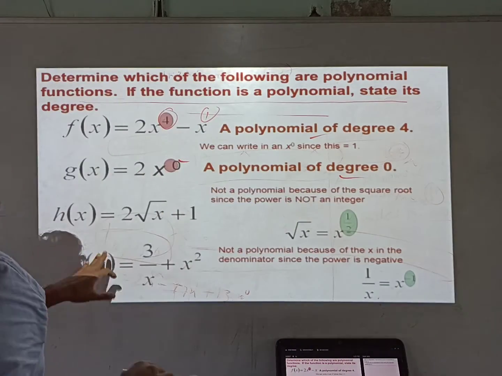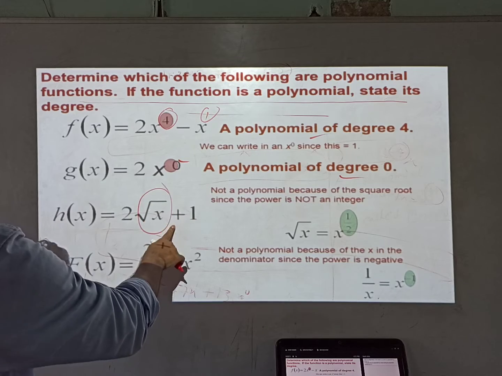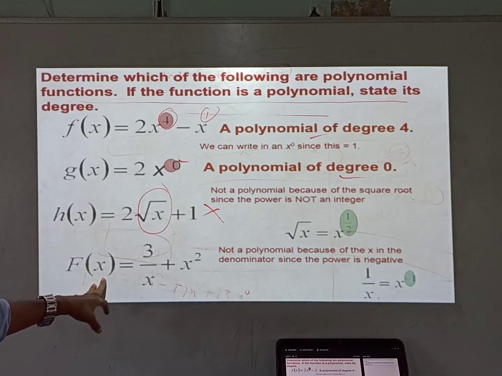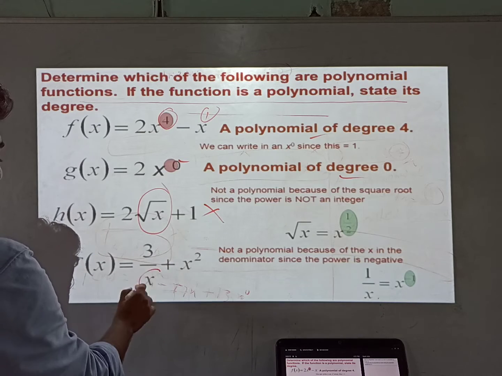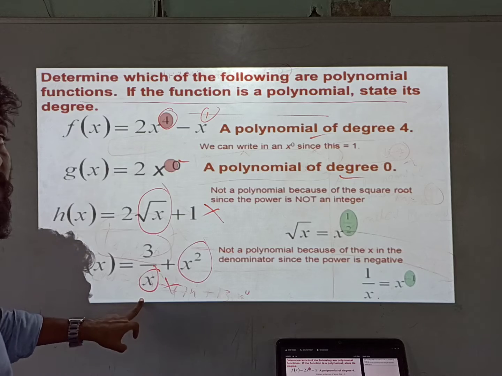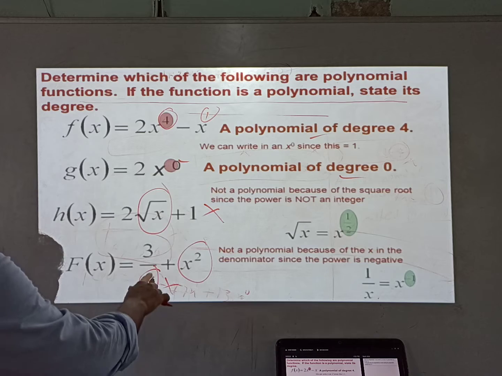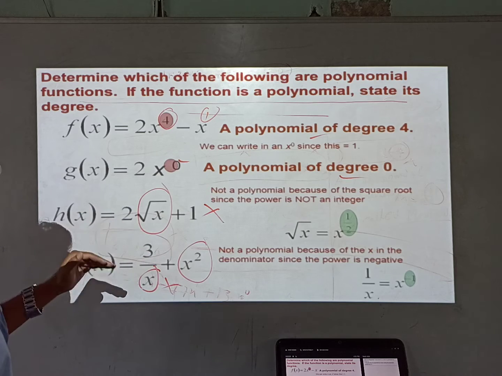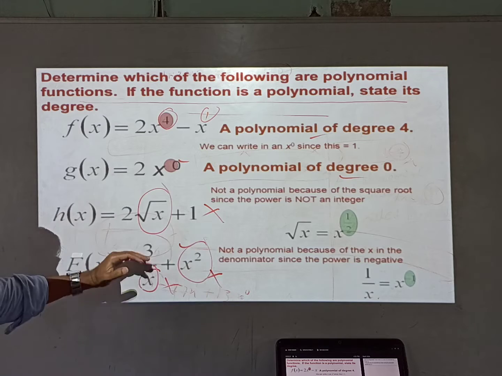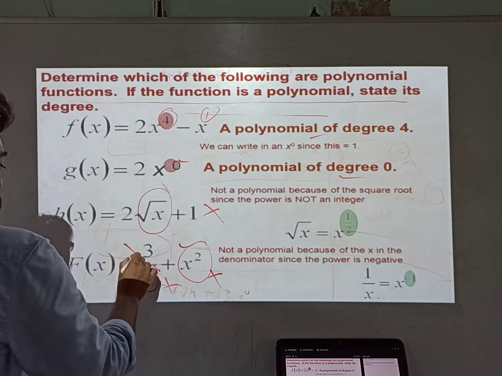समझ में आ रहा है सबको? After that 2 root है यहाँ पे. Root means x to the power half, that is fraction. Root के अंदर variable, that is not a polynomial. ठीक है? यहाँ पे देखो f(x) equals 3/x. यहाँ पे variable denominator में है, that is not a polynomial. This part is okay, but just due to this x lies in the denominator, that is why a variable cannot be lying in the denominator. That is not possible. This is not a polynomial.